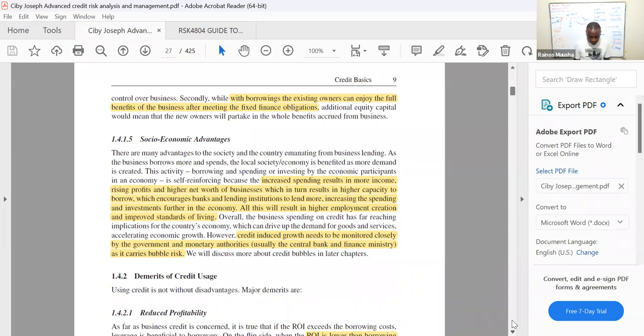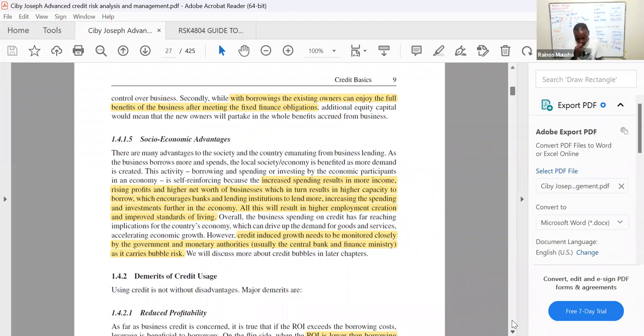I'll read the rest of the paragraph as well. So overall, the business spending on credit has far-reaching implications on the country's economy, which can drive up the demand for goods and services, accelerating economic growth. However, credit-induced growth needs to be monitored closely by the government and monetary authorities, as it carries bubble risk.